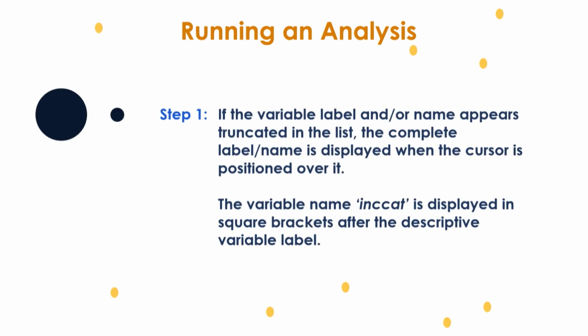So, how are we going to run an analysis? Step 1: if the variable label or the name appears truncated in the list, the complete label, otherwise known as the name, is displayed when the cursor is positioned over it.